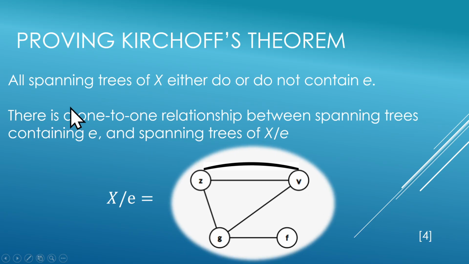And then we'll also think that all the spanning trees of X either do or do not contain E. But if we were to do the math, we won't do it for the sake of time here, but we'll say that there's a one-to-one relationship between spanning trees containing E and the spanning trees of X contract E. So this graph here has as many spanning trees as X does that do contain E.